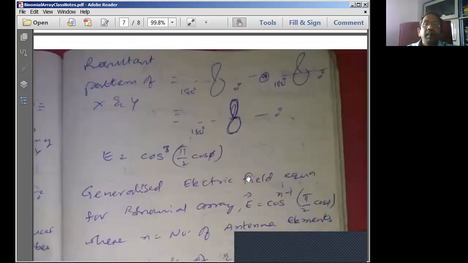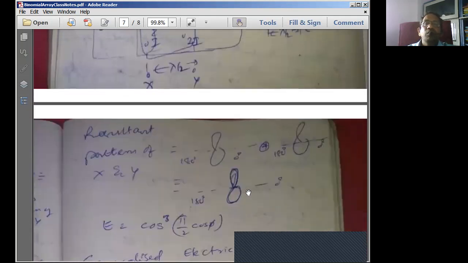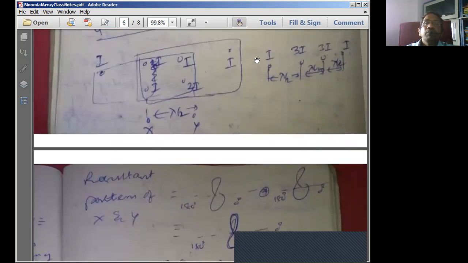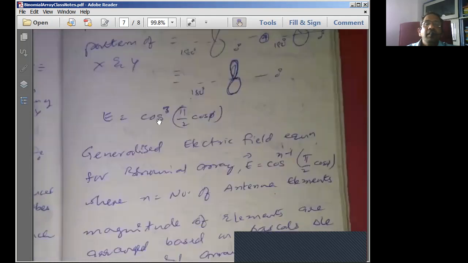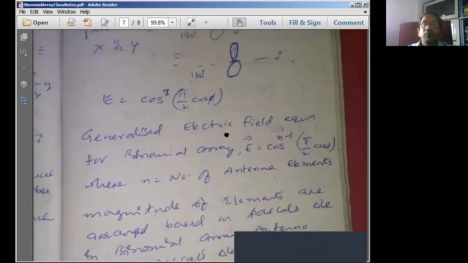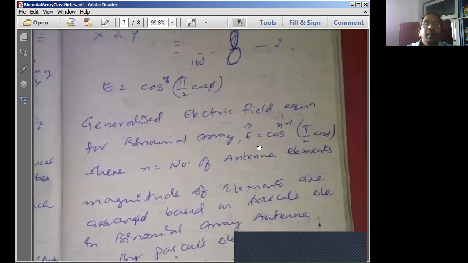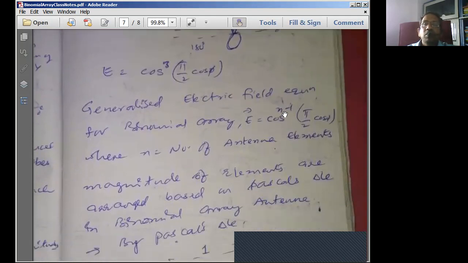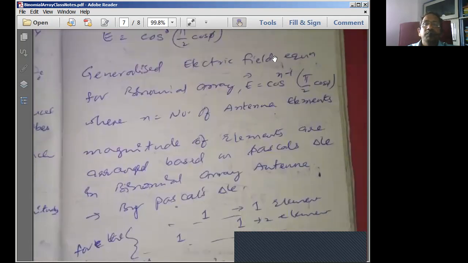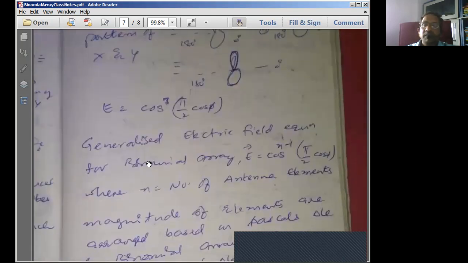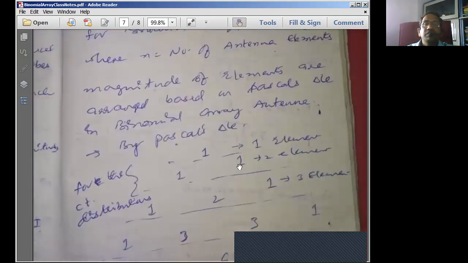And if you expand it for n number of elements, say for 4 elements, then the equation is going to be cos cube of pi by 2 cos phi. If you go for n elements, it's going to be cos to the power n minus 1 of pi by 2 cos phi. This is the basic relationship we get for the electric field.